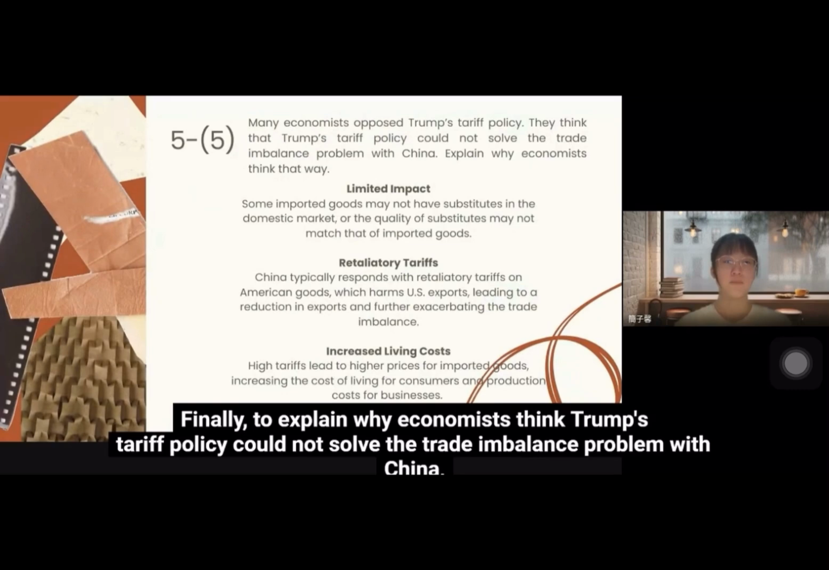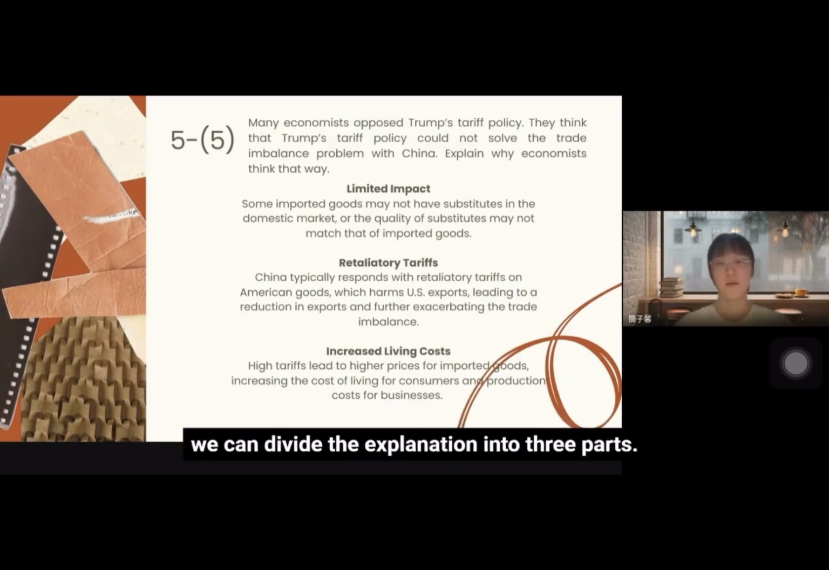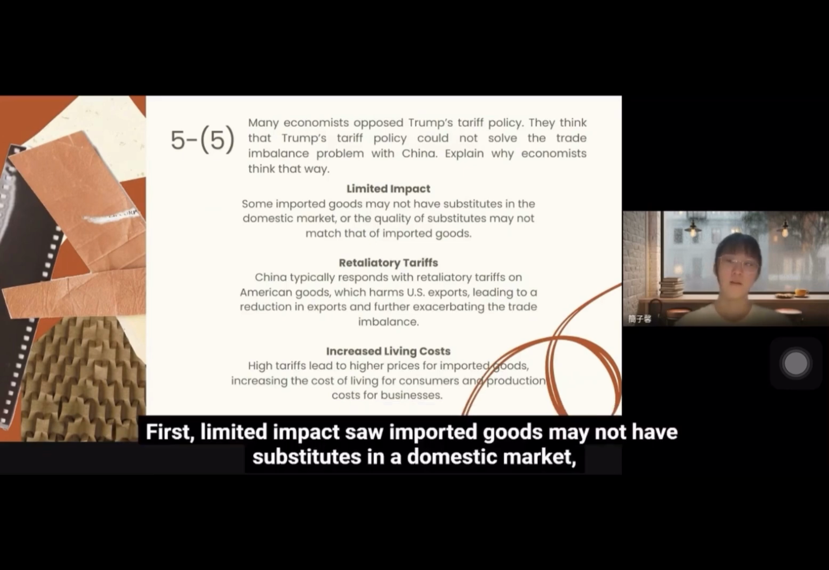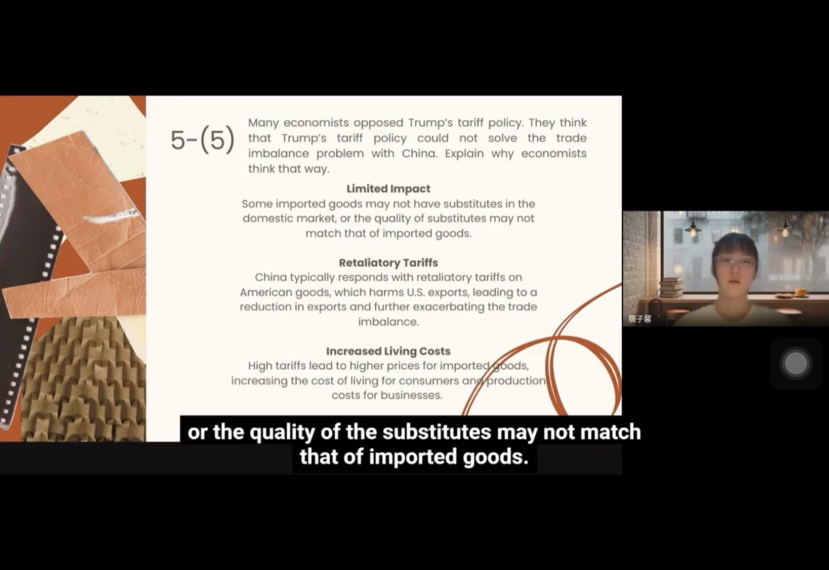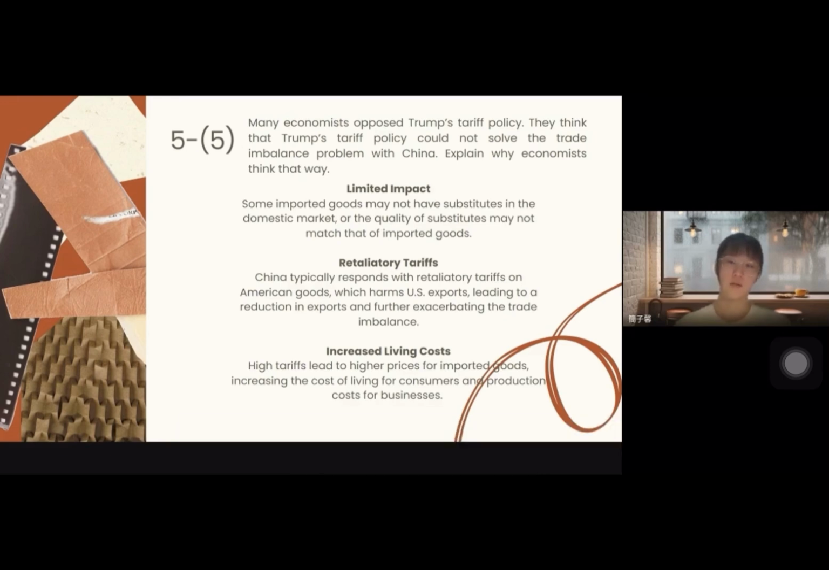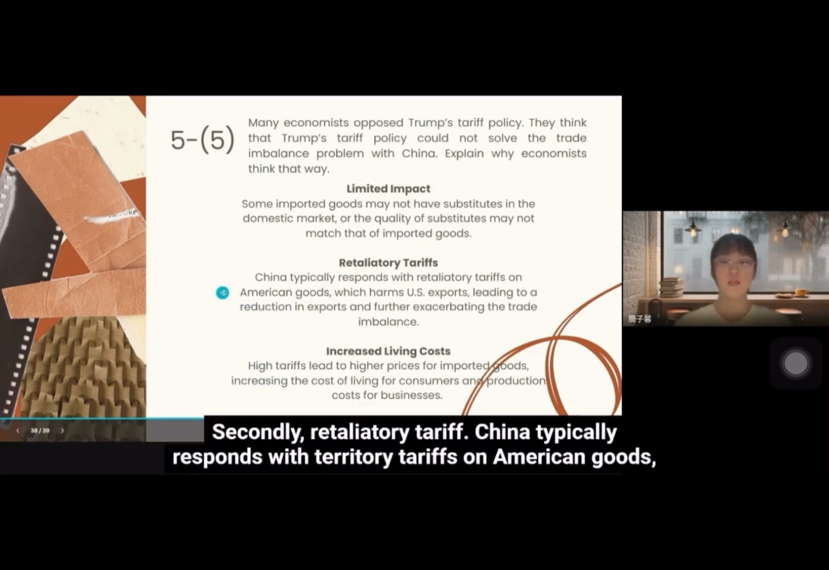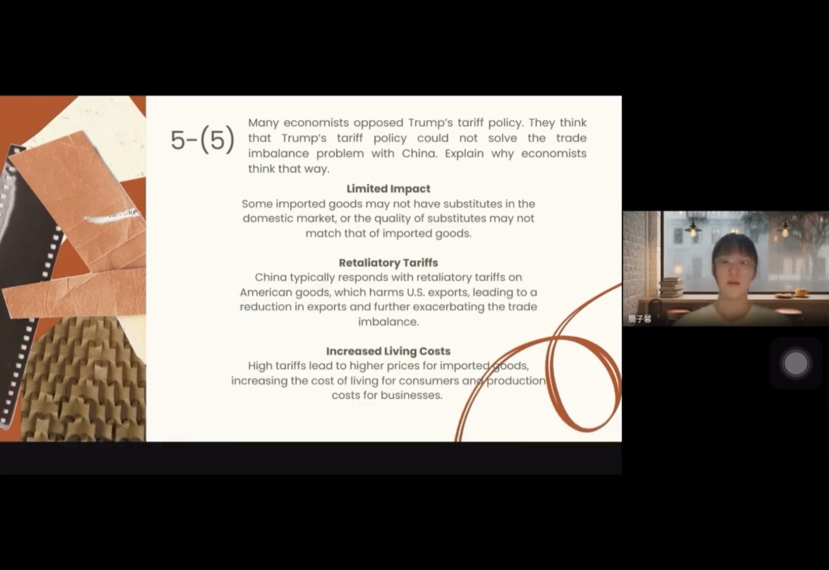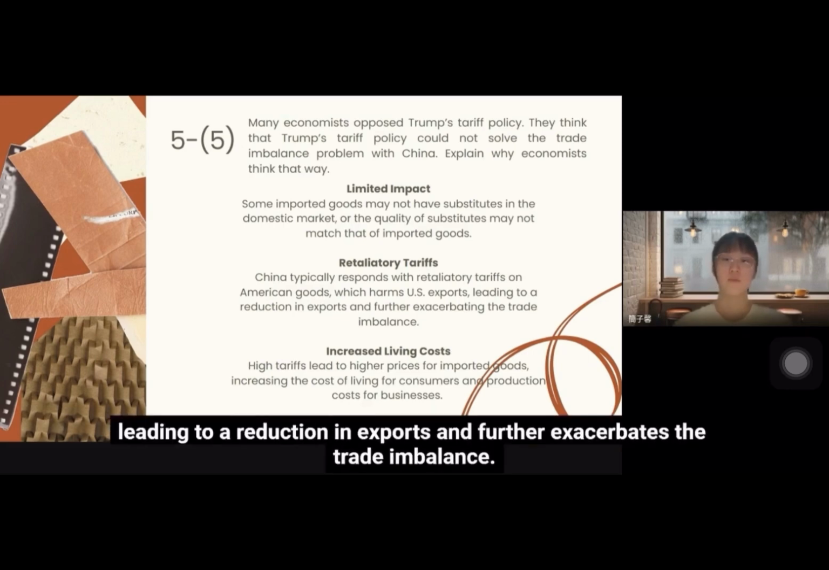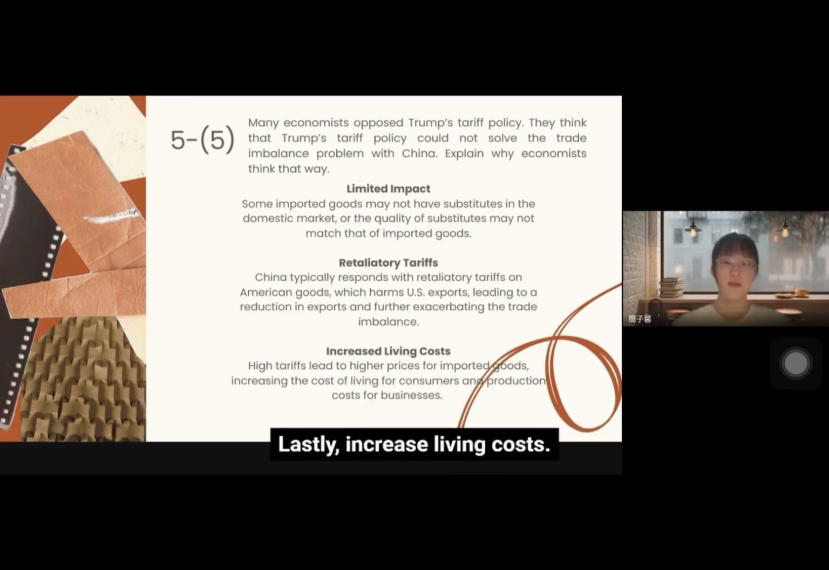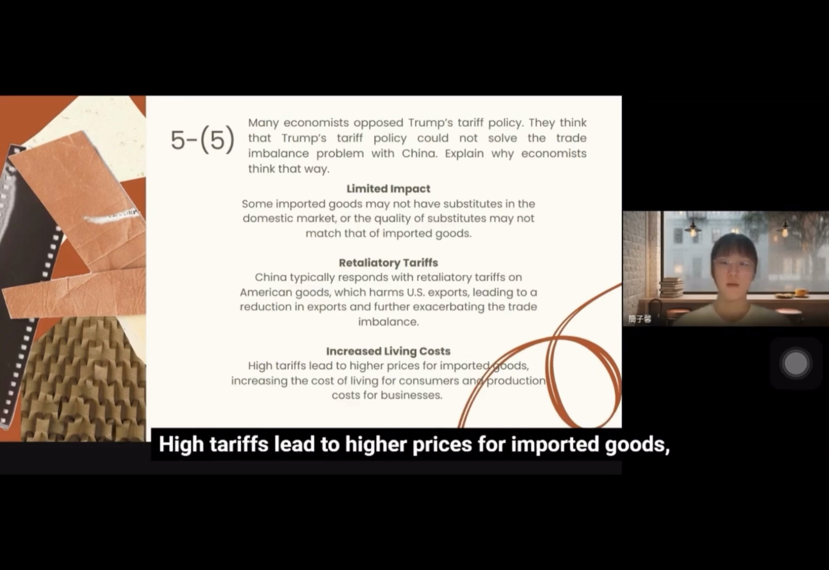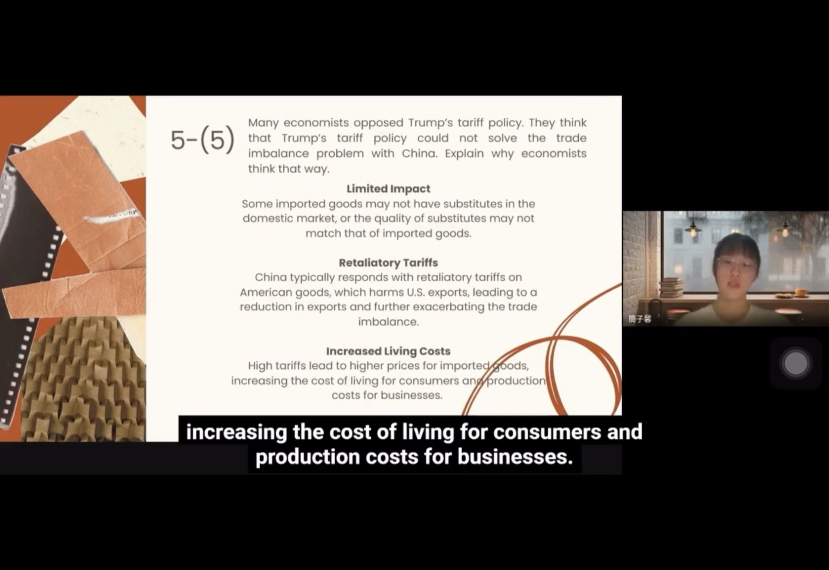Finally, to explain why economists think Trump's tariff policy could not solve the trade imbalance problem with China, we can divide the explanation into three parts. First, limited impact. Some imported goods may not have substitutes in the domestic market, or the quality of the substitutes may not match that of imported goods. Secondly, retaliatory tariffs. China typically responds with retaliatory tariffs on American goods, which harms U.S. exports, leading to a reduction in exports and further exacerbating the trade imbalance. Lastly, increased living costs. High tariffs lead to higher prices for imported goods, increasing the cost of living for consumers and production costs for businesses.